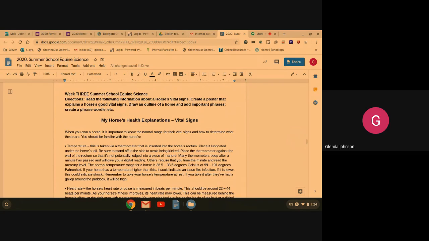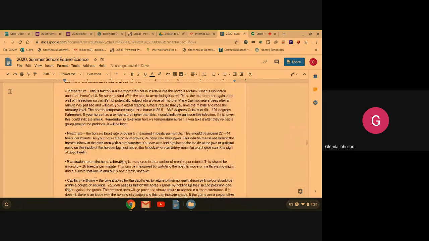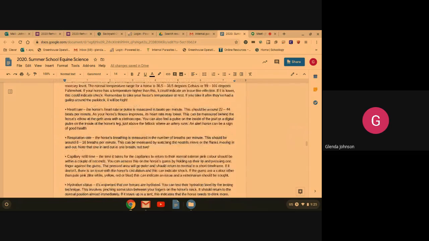And so you can do things like draw an outline of a horse and then add important phrases from the paragraphs. You can kind of create like a wordle, but it would be in phrases, if you wanted to. This explanation about vital signs talks about temperature, what the horse's temperature should be. Again, I said phrases. I didn't just say numbers. You should probably tell us like temperature, and so on. You could also just read it and summarize it.